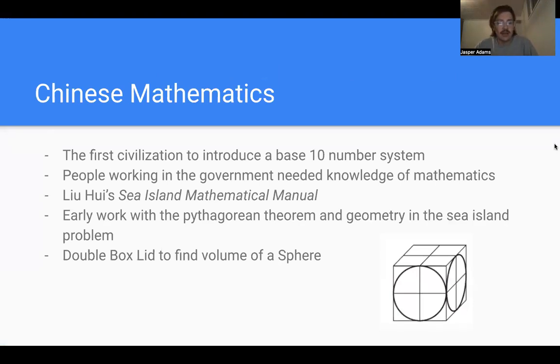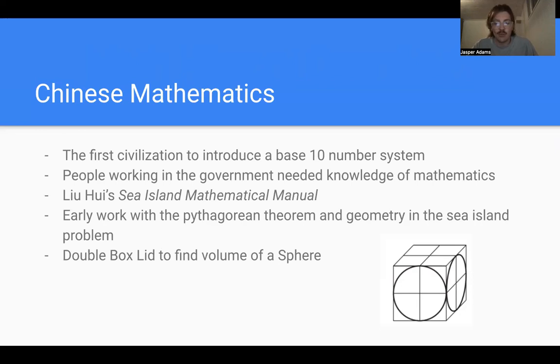So we don't see a lot of overlap between Chinese mathematics and other civilizations because they were off on their own a lot and not in very much contact with the West. But we do see them being the first civilization to introduce a base 10 number system, and we see their work going back very early, at the same time as some of the work we were looking at with the Babylonians and the Egyptians. We start to see their work coming around the second millennium BC, and it really starts to get solidified and organized around that time.